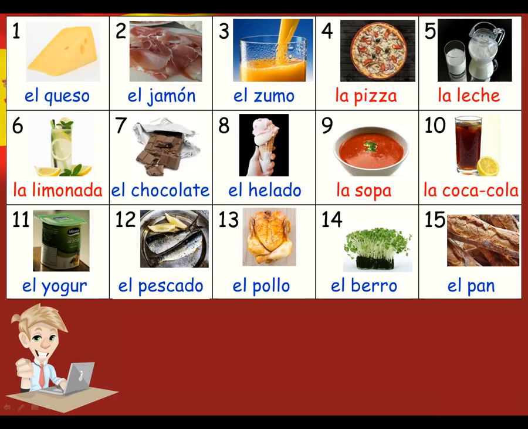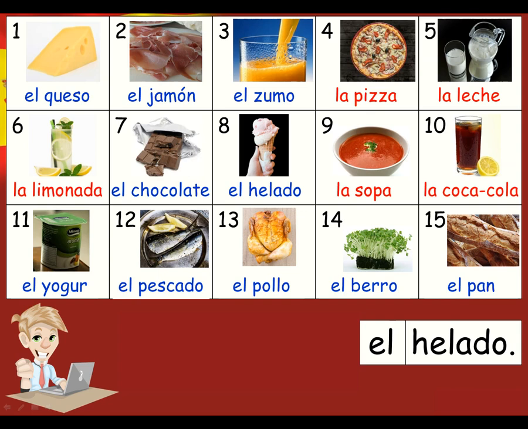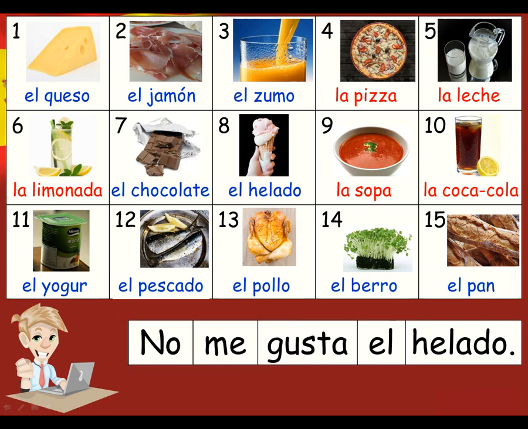So here's our grid again with our 15 foods and drinks, and they've got their definite articles in front of them. How would we say, I don't like ice cream? We're going to have 5 words this time, aren't we? Do you think you've worked it out? So we need helado, don't we, as our food, and that has to have its definite article el. And how do we say I don't like? No me gusta. No me gusta el helado.